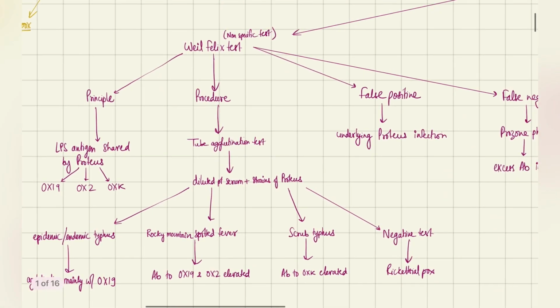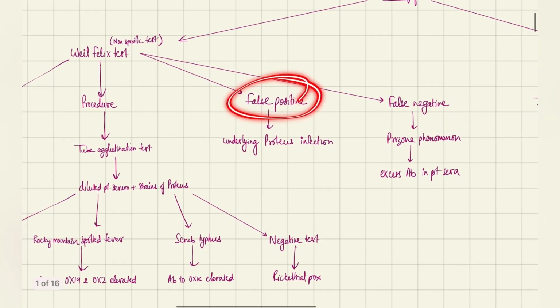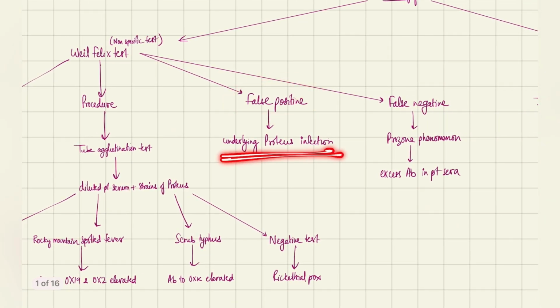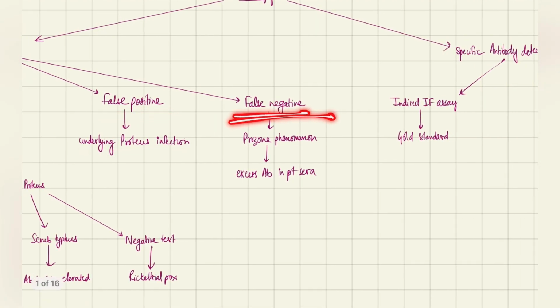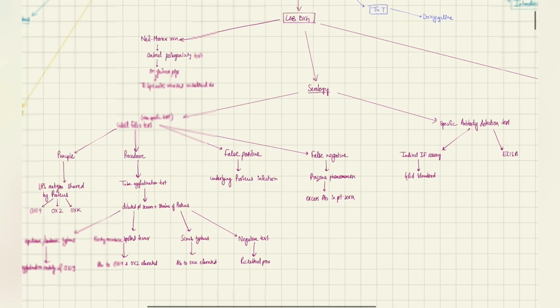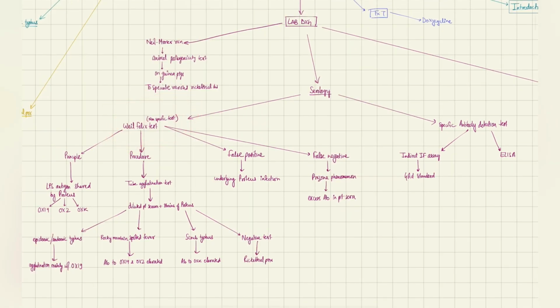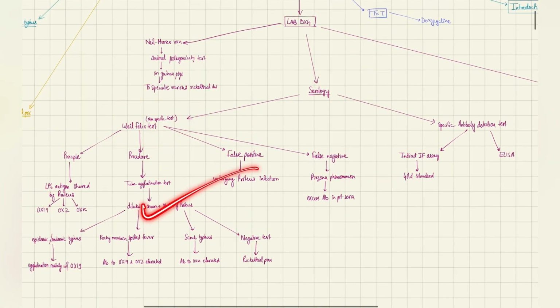Clear? Now, we can get false positive results if there's an underlying Proteus infection, because then those strains will be there. No matter if you have Rickettsia or not, there will be a false positive. Otherwise, a false negative can be caused by the prozone phenomenon, where there's an excess antibody titer in the patient's sera. So that's it for the Weil-Felix test. Go through this again and you'll remember it.